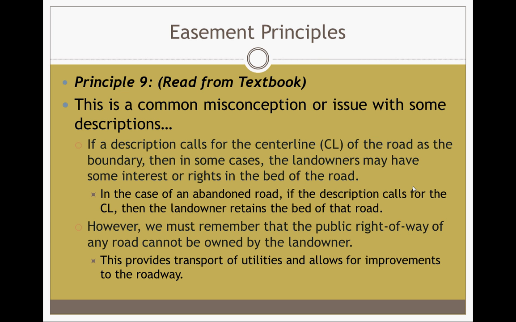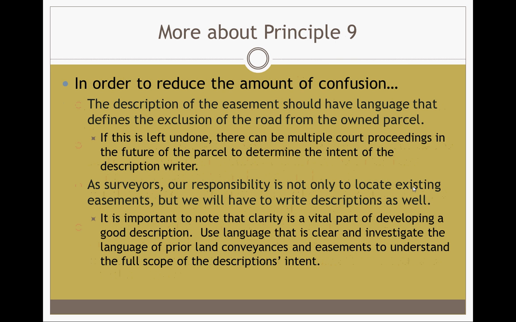In the case of that abandoned road, if the description calls for the center line, then the landowner retains the bed of that road. If we're landowners A and B and we're separated by a road and we own to the center line of the road and the road ceases to exist, well, we both get that strip of land, the bed under the road. But we must remember that the public right-of-way of any road cannot be owned by the landowner. You can't adversely possess, you can't own, you can't use any part of the public right-of-way except for express use for the property itself. Now, this provides transport of utilities and allows for improvements to the roadway.